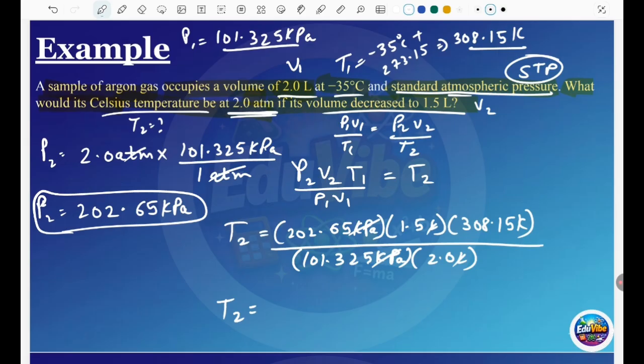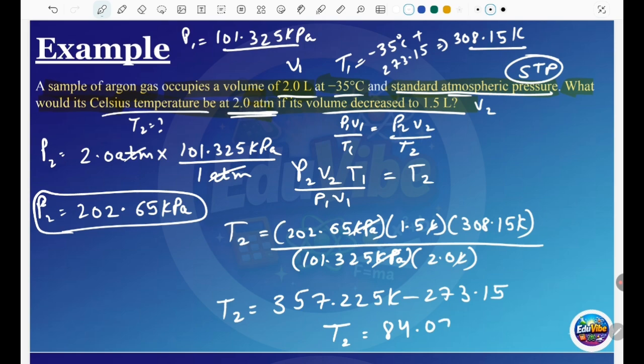So be particular about the things you calculate in your calculator. So you get 357.225 Kelvin. Again, you have to subtract 273.15 to convert this into Celsius. So T2 is equal to about 84.075 degrees Celsius. You can round this to 84 degrees.